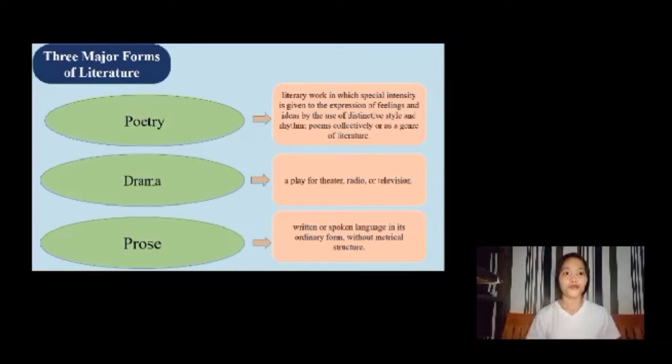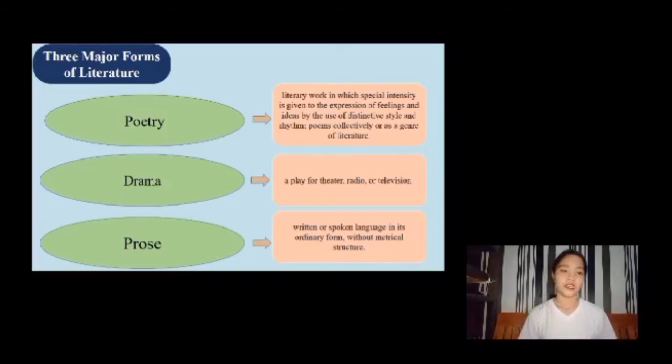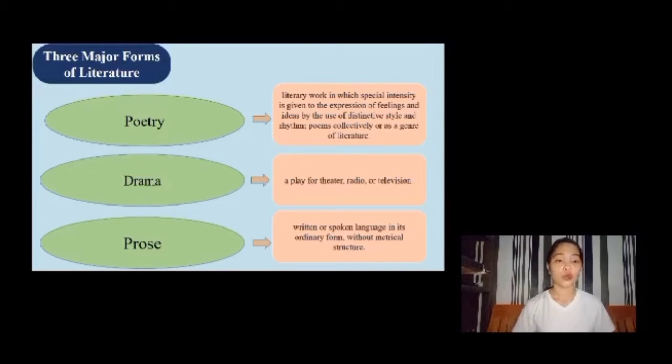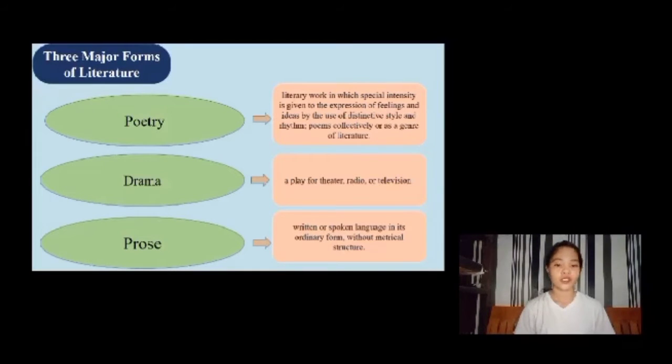So the next major form is drama. Drama is a play for theater, radio, or television. In the Philippines, drama plays an important role in people's lives, since we can see any forms of drama on television or listen to it on any radio station. And we must admit that drama entertains us very well. Furthermore, it seeks to entertain people as well as impart knowledge through telling a story in a creative way.